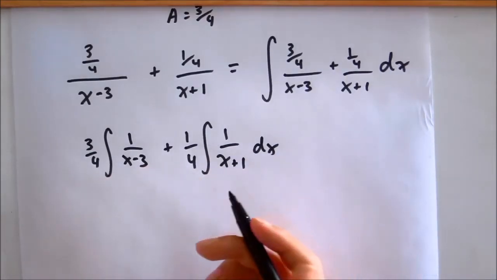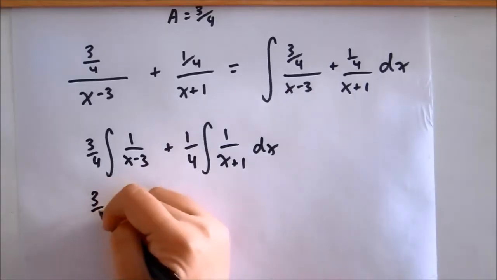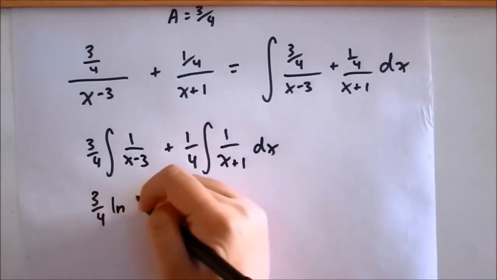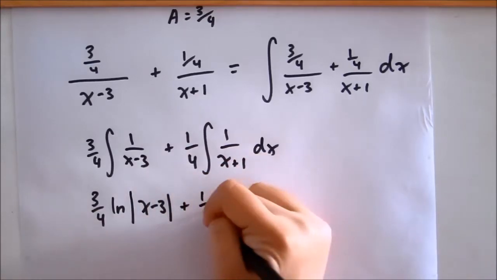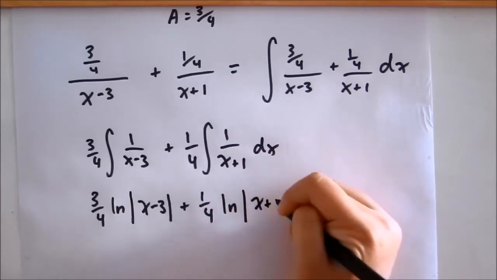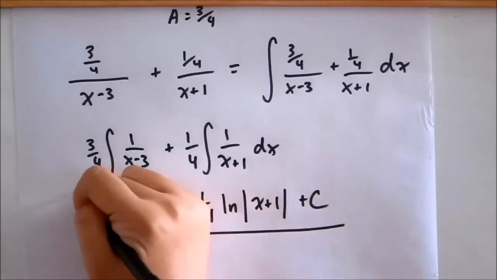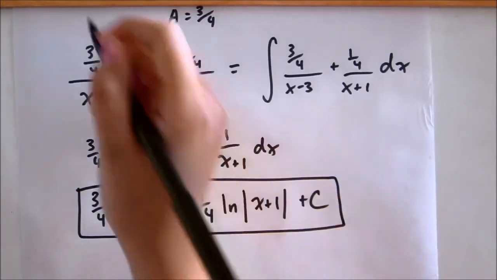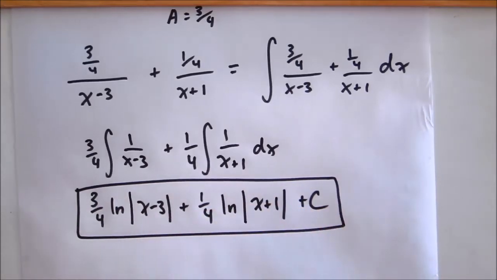Now you can easily solve these using u substitution. Then you get your answer as 3/4 times the natural log of the absolute value of x minus 3 plus 1/4 times the natural log of the absolute value of x plus 1. And then don't forget your plus C. Now this is the answer to that integral. And you can see how breaking up a more complicated integral into two easier fractions can help you solve this equation.